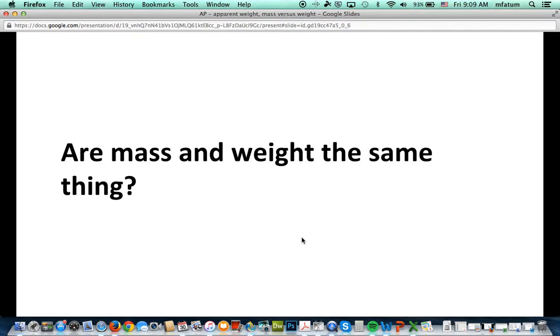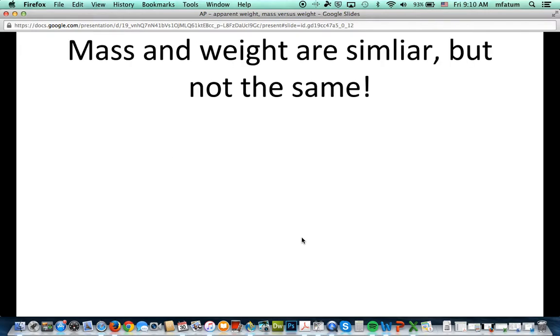Are mass and weight the same thing? In class and before class, we've been kind of using these terms interchangeably, meaning that they are the same. But it turns out that actually mass and weight are two different things. They're similar, but they are not the same.